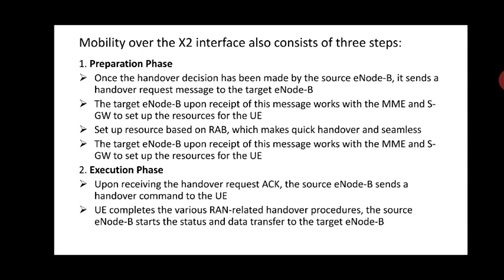Upon this, the user equipment completes the various RAN related handover procedures. There is a set of procedures to be completed, during which, because the RAN is common, only the nodes will be changing. The source E node B starts the status and data transfer to the target E node B. Meanwhile, whatever data is being handled on the source E node B will get transferred onto the target E node B.